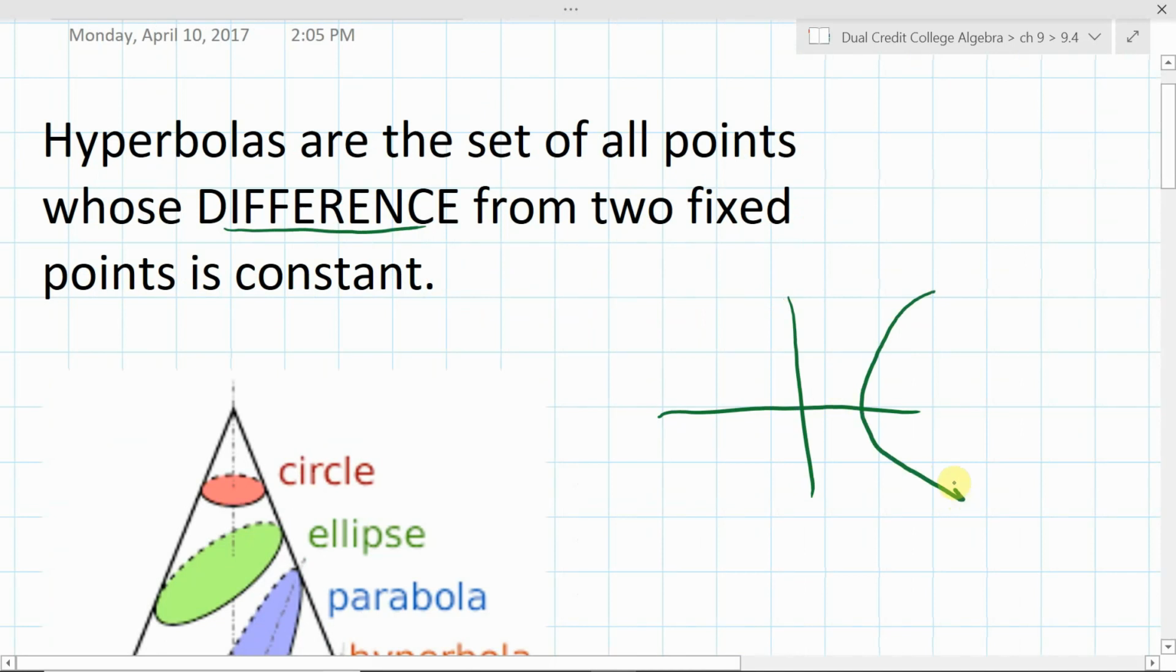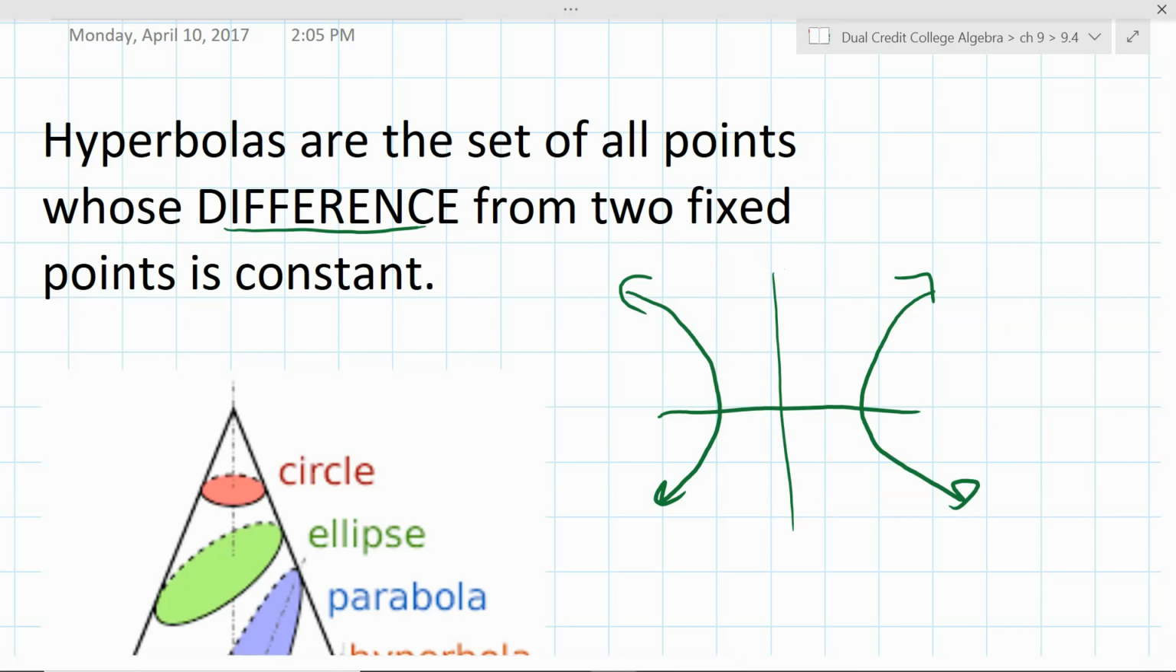So I have a branch opening to the right. I have a branch opening to the left. It's almost like an ellipse that has been flipped outward on itself is maybe a way to describe this. And you'll notice that there is no minor axis like we'd have with an ellipse. I have no points here along this y-axis.